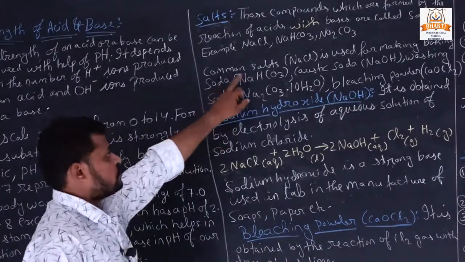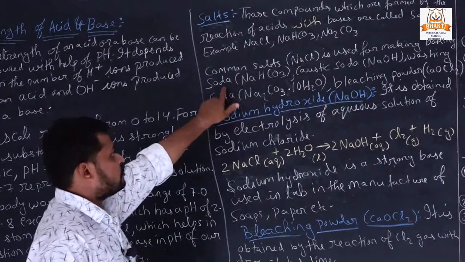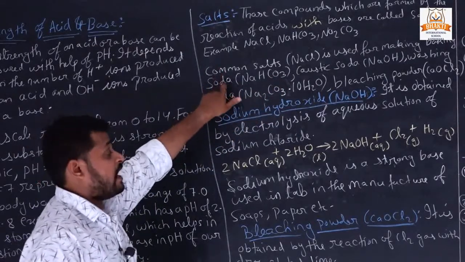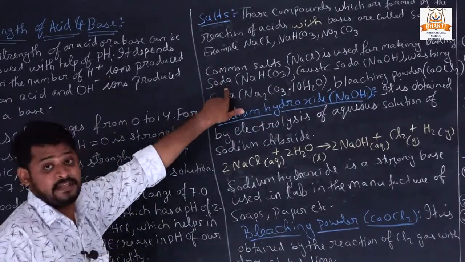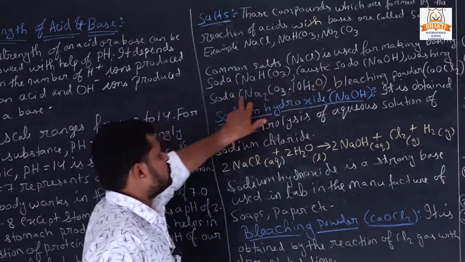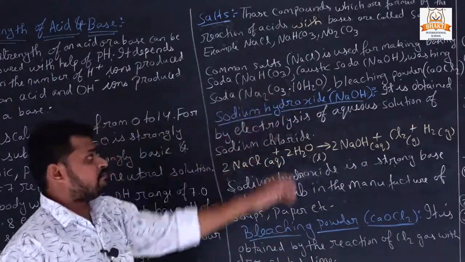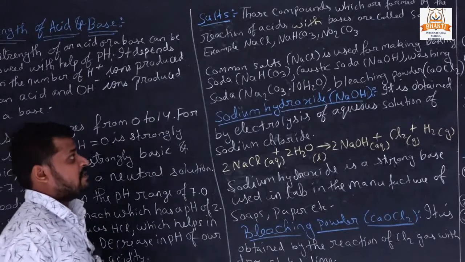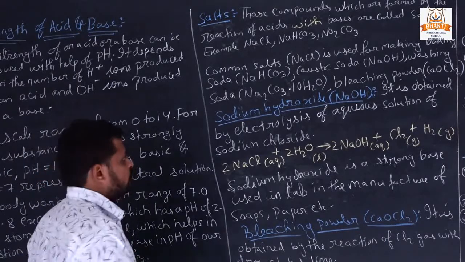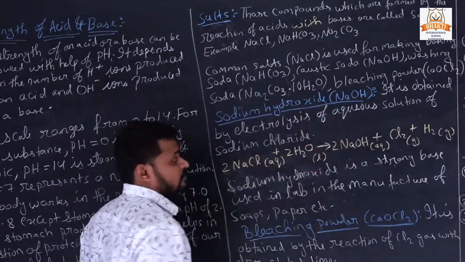Common salt, NaCl, that we are using, is used for making baking soda. NaCl is used in many places, like baking soda, caustic soda, washing soda, and bleaching powder. In all these products NaCl salt is used. First we are going to study sodium hydroxide, NaOH.